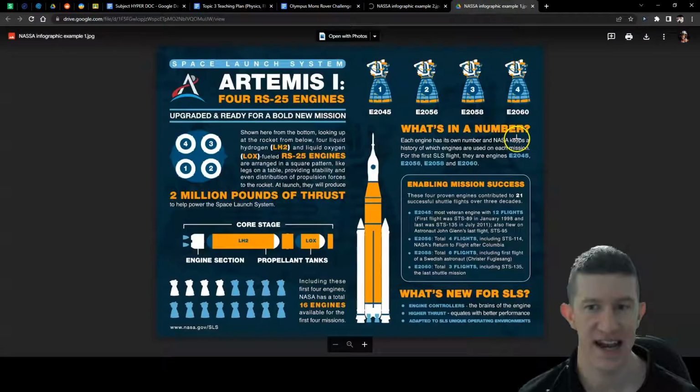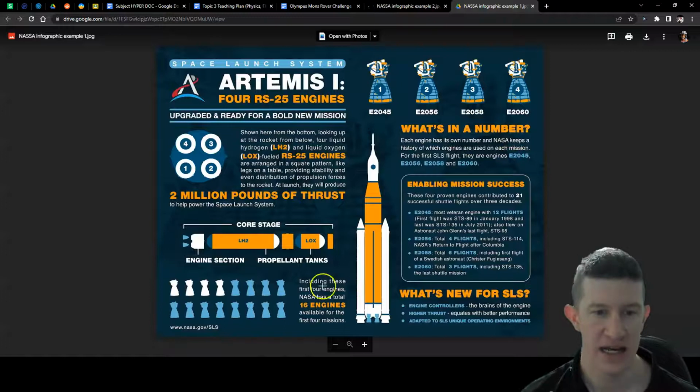So the first one was the NASA infographic about Artemis 1. And you can see, not directly linked to what we're doing, but it's a great infographic. So lots of statistics, it's got some great headings, some visual representations.